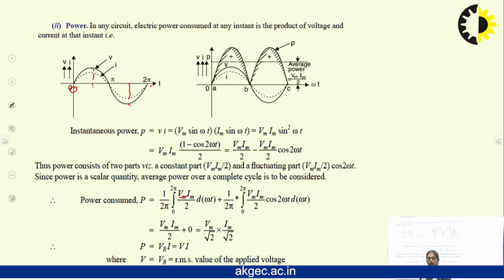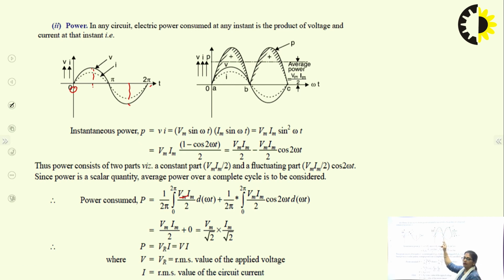But what about the power? If I plot the power, V and I are both positive from 0 to pi. So, obviously, the power will be V multiplied by I, and that too positive. Once again, in the negative half, voltage and current are both negative, and negative times negative makes it positive. So, the power will once again be positive, right. If that is so, what will be the expression for the power?